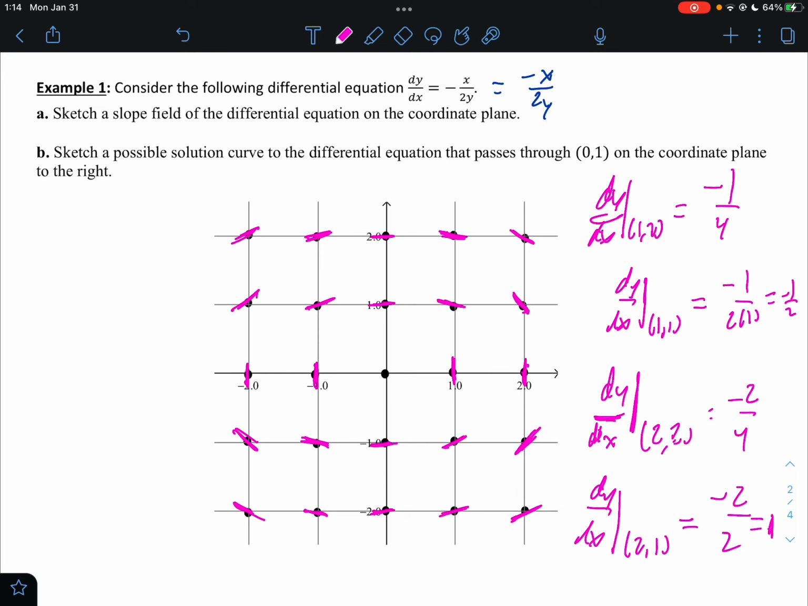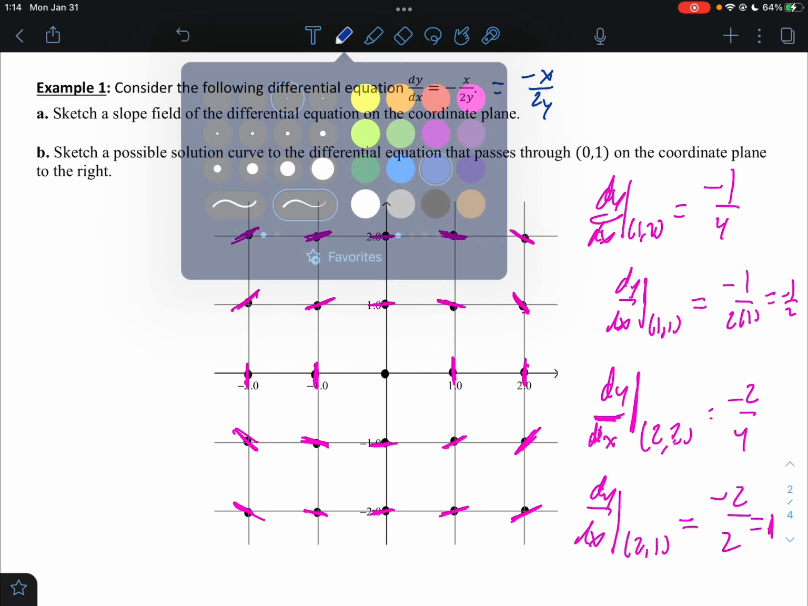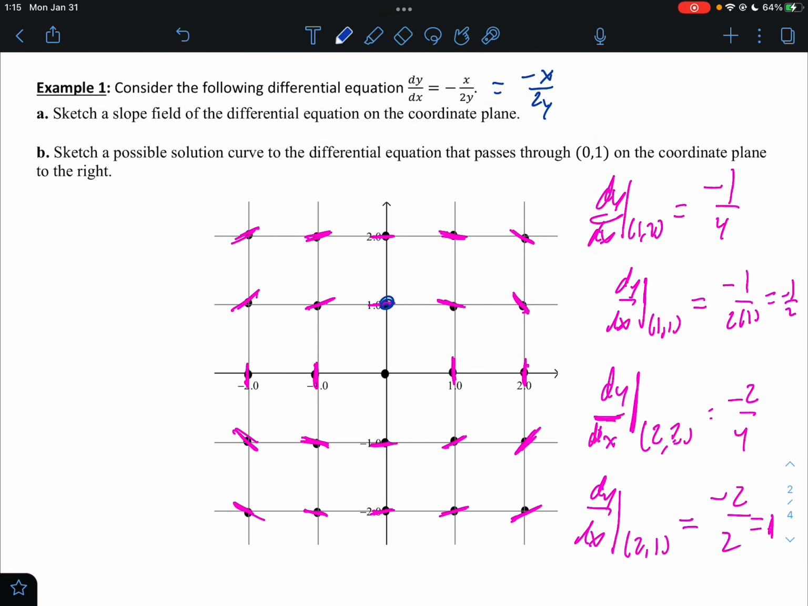Part B says sketch a possible solution curve to the differential equation that passes through 0, 1 on the coordinate plane. All right, so they give us one point, 0, 1, and they want us to draw a solution curve that would pass through that. It should look something like that. And this is in no way, shape, or form the perfect correct answer, but it should look something like that. Okay?